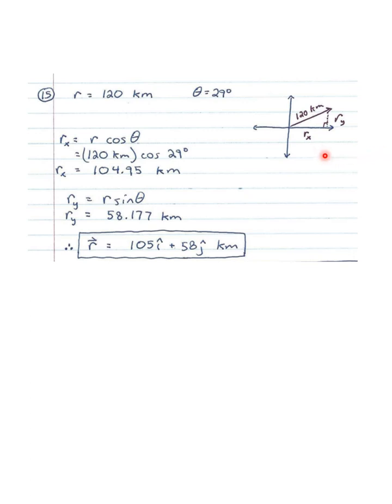So we have an angle counterclockwise from the positive x-axis. You can see the vector. And the x component is r cosine theta, so 120 kilometers cosine 29 degrees, and that's 104.95 kilometers. The y component is r times sine theta, so 58.177 kilometers. The question says to use unit vectors, and so we take the x and y components and we'll say the r vector is 105, and here I've rounded off, 105 i hat plus 58 j hat kilometers.